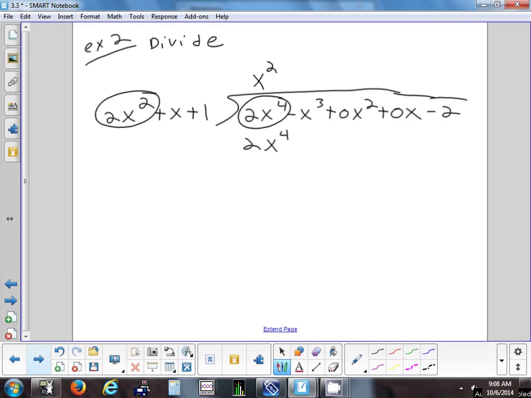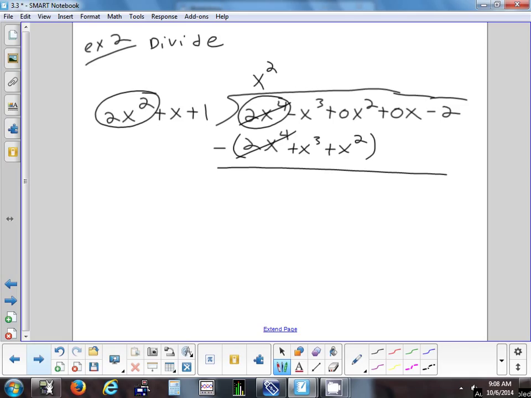Okay, and we keep going. Multiply it out. X squared times x, that's x cubed. And x squared times 1 is x squared. We're going to subtract that. 2x to the fourth minus 2x to the fourth will cancel.